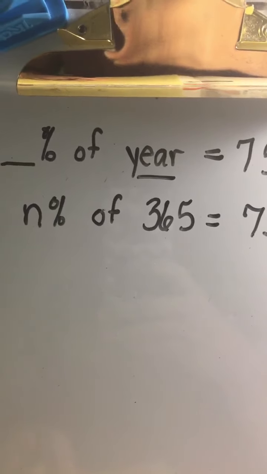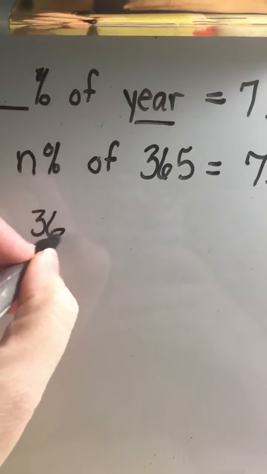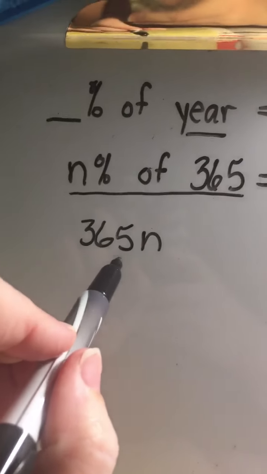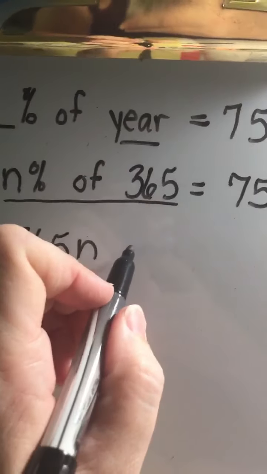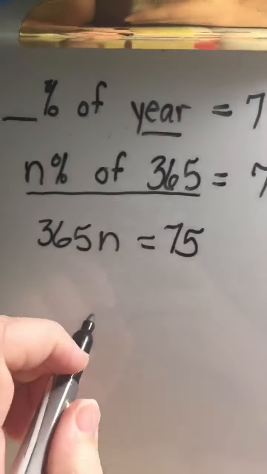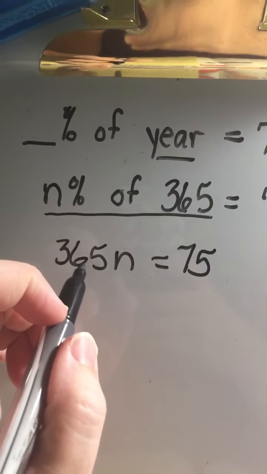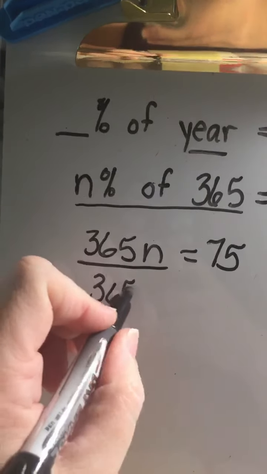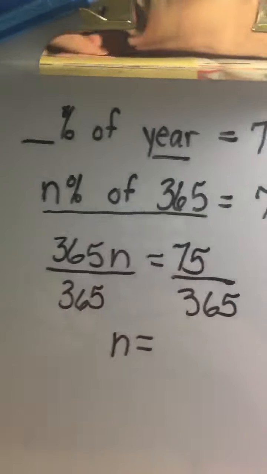All right. So we have 365 days times n. I just took this and changed it, simplified it, basically. Okay. And that equals 75. We're multiplying here, and I want to get rid of the 365, so I just have the n. So I'm going to divide both sides by 365. Cancel this out.